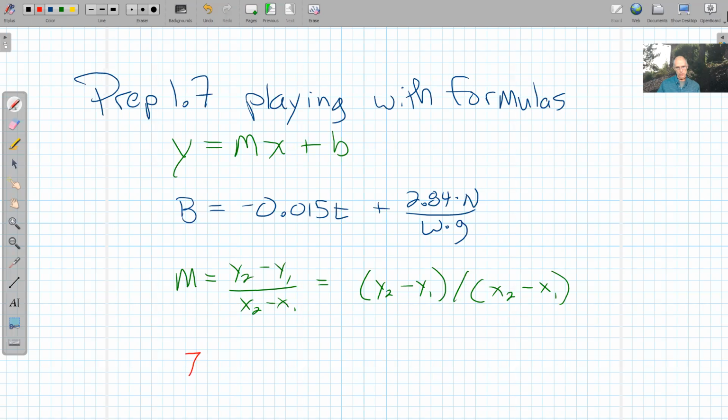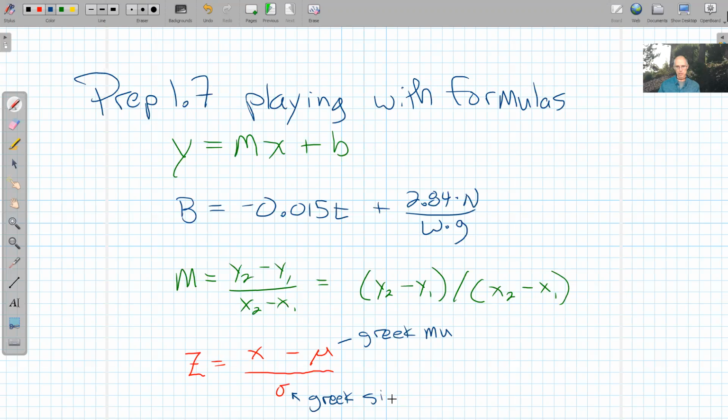A new formula that we're going to come across in the prep and the lesson is this one here: z = (x - μ) / σ. We're going to throw some funky letters in here. The letter in the top here is the lowercase Greek mu, and this letter down in the denominator is lowercase Greek sigma.